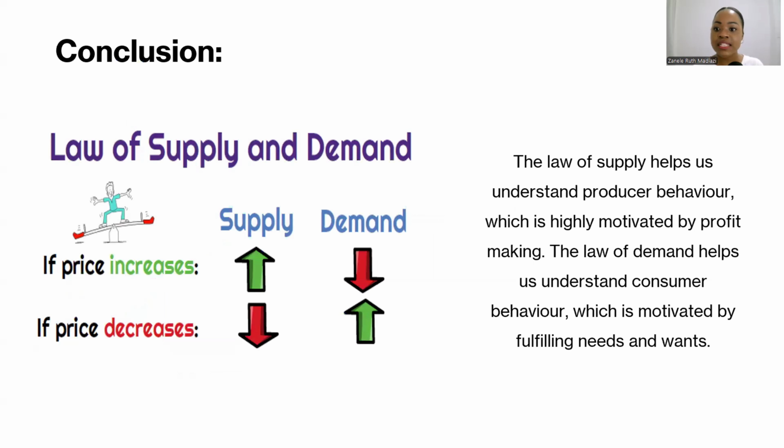In conclusion, the law of supply helps us understand producer behavior, which is highly motivated by profit making. The law of demand helps us understand consumer behavior, which is motivated by fulfilling needs and wants, and consumer behavior is also motivated by wanting to save and maximizing the income of households. Remember, there is a direct relationship between prices and quantity supplied, while there is an inverse relationship between prices and quantity demanded.